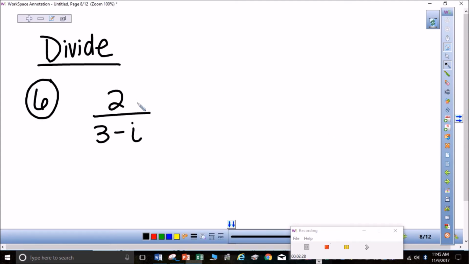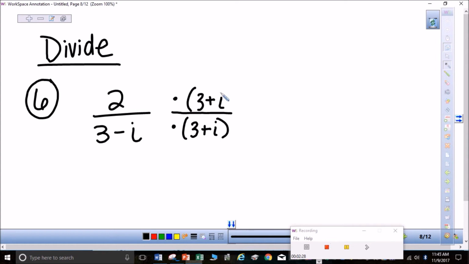Okay, so now we're going to divide. So here we have 2 divided by 3 minus i. The way we're going to divide is we are going to multiply the numerator and denominator by the conjugate of the denominator. So the conjugate is basically the same, so the 3 and the i, but it's the opposite sign. So the first one was minus, so we're going to turn it into plus. And whatever you do to the denominator, we also have to do that to the numerator.